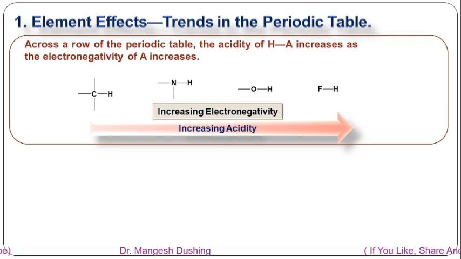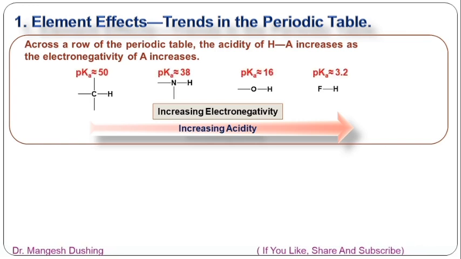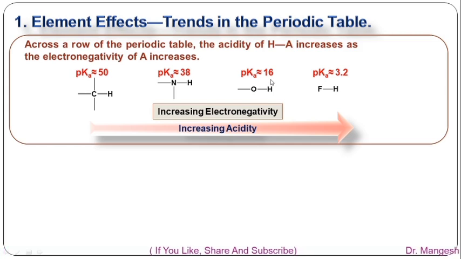A more electronegative atom gives more stability to the conjugate base. That's why the acidity increases. See the pKa values of these acidic protons. The pKa value for methane or alkane is around 50, for amines that is 38, for water or alcohol that is 16, and for HF, hydrofluoric acid, that is 3.2. So the pKa value is very low among these four. So HF is the strongest acid among these four.